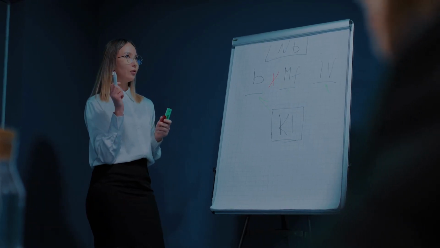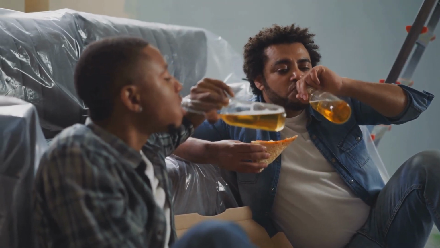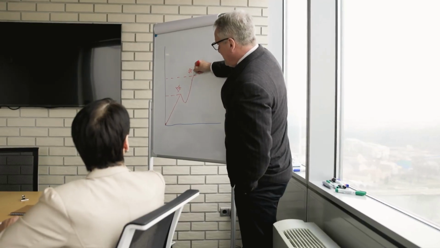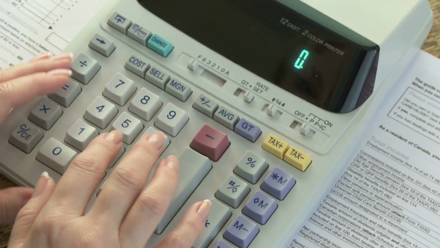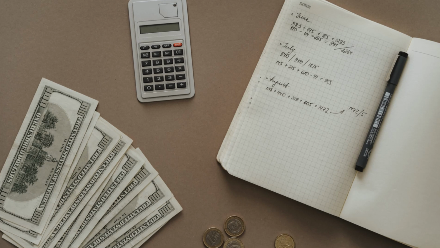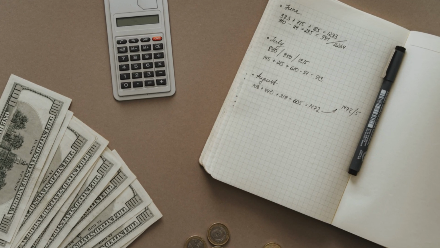Okay, let's talk about interest. Interest is like that friend who can either help you move or eat all your food. It can work for you or against you. There are two main types of interest: simple and compound. Simple interest is the most basic form of interest. It's calculated as a percentage of the principal amount you borrowed or invested. For example, if you have a $1,000 loan with a 5% annual simple interest rate, you'll pay $50 in interest each year.